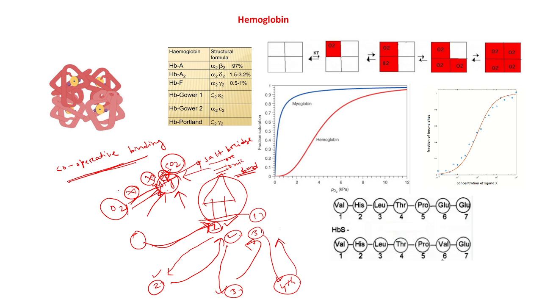That means once the first oxygen is bound, it is easier for the second oxygen to bind. Then it is more easy for the third oxygen, and it is very easy for the fourth oxygen to bind to the hemoglobin, and that is called the cooperative method. That means they bind to the hemoglobin by a cooperative method.